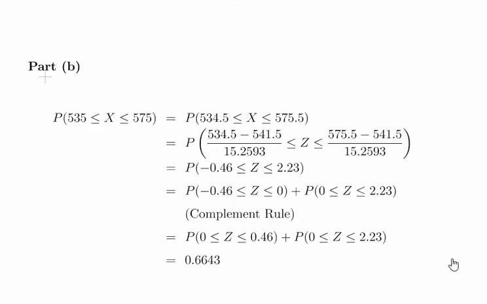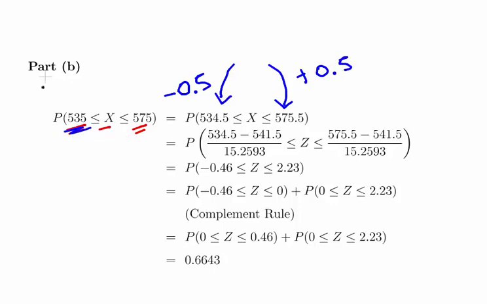So I just moved over to the second one here. Now, this part B. We have 535 less than x and x less than or equal to 575. Essentially you'll notice we do two slightly opposite things here. That is minus 0.5 and that is plus 0.5 to our values. This is binomial over here and this is the normal side over here.